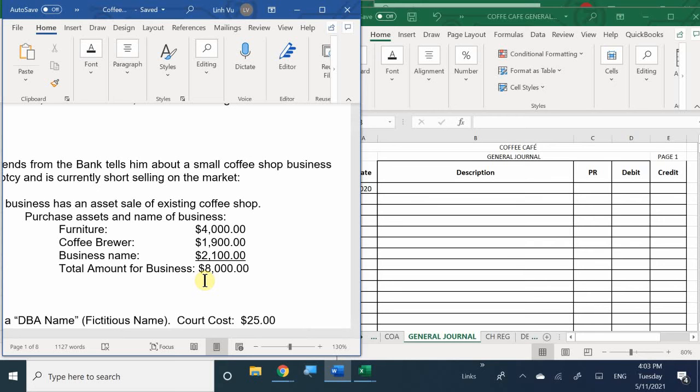Okay. So in this case, we're just buying what is left of the company that they're trying to get rid of, right? They're filing for bankruptcy. And here we're just buying what the business already has. You're not technically going to buy the building. The building's not on sale. It's just the company itself. Okay? So they left us with furniture, they left us with a brewer, and they left us with their name.